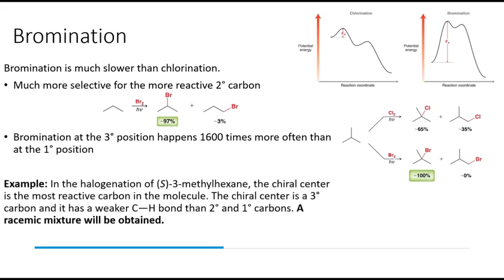For example, in the halogenation of S-3-methylhexane, the chiral center is the most reactive carbon in the molecule. The chiral center is a tertiary carbon and has a weaker CH bond than secondary and primary carbons. A racemic mixture would be obtained.